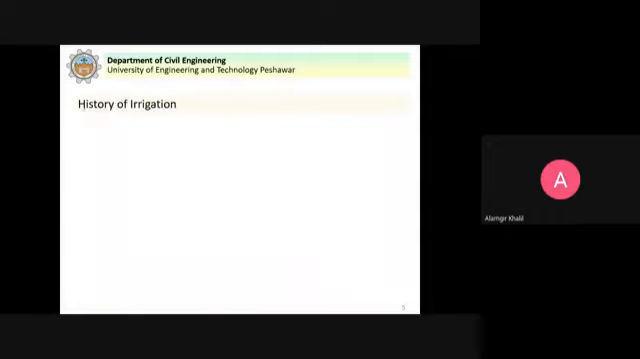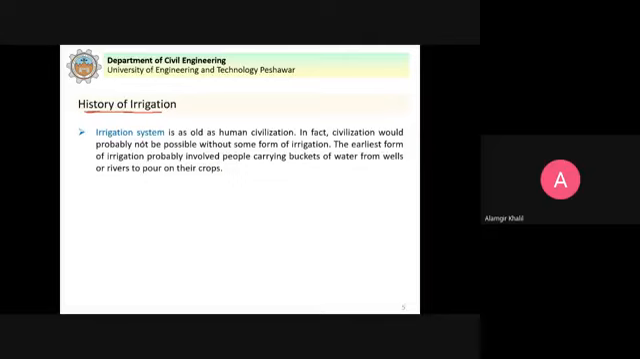Now, is artificial application of water to the crops for their growth a new science or art, or has it been in practice since the beginning of human civilization? So here we briefly discuss the history of irrigation. Irrigation systems are as old as human civilization. In fact, civilization would probably not be possible without some form of irrigation.